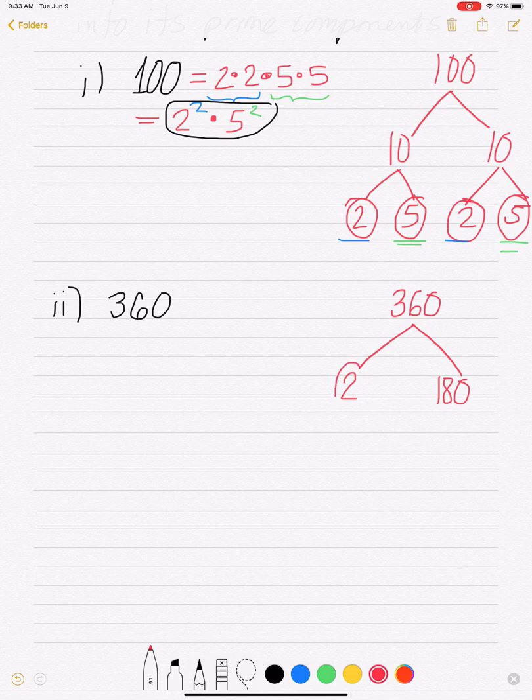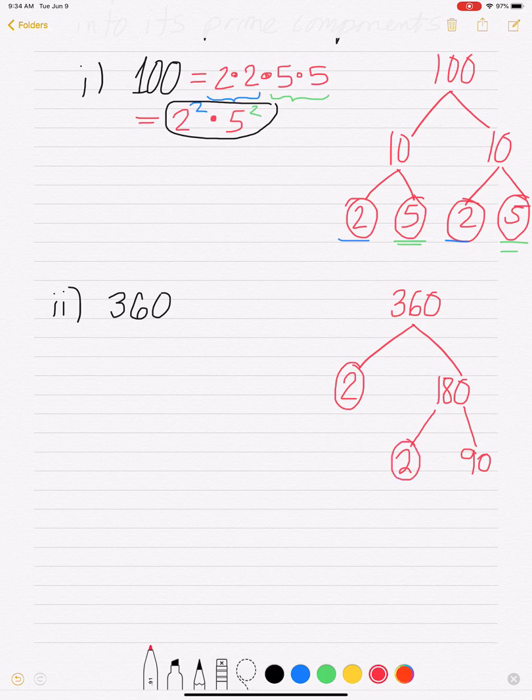Now 2 we know is prime, right? The only thing that divides 2 is 1 and itself. How about 180? Is 180 prime? No, it's even, right? Even numbers that are bigger than 2 are never going to be prime. So we're going to have 2 times something to give us 180. 2 times 90, right? Now, 2 is a prime. I'm going to circle that.